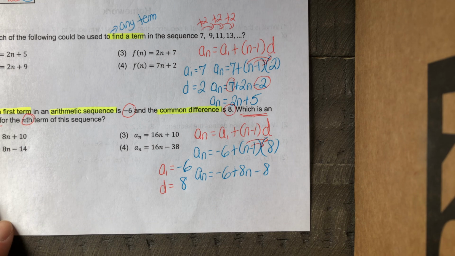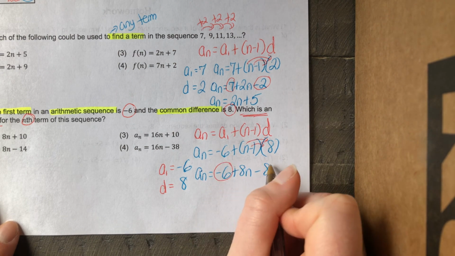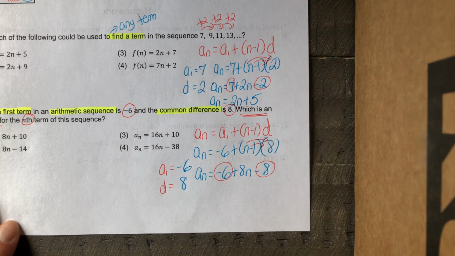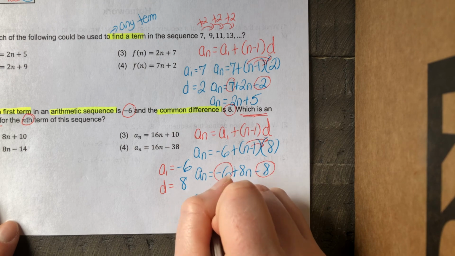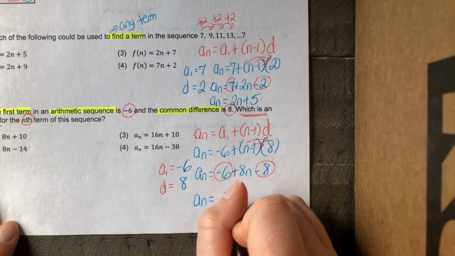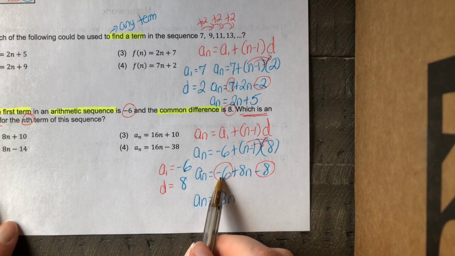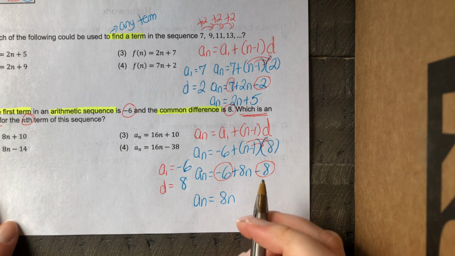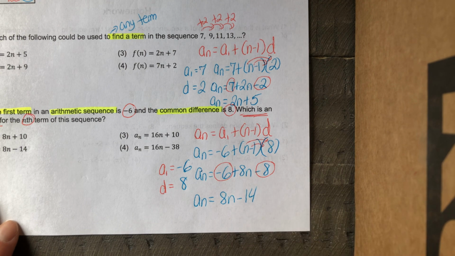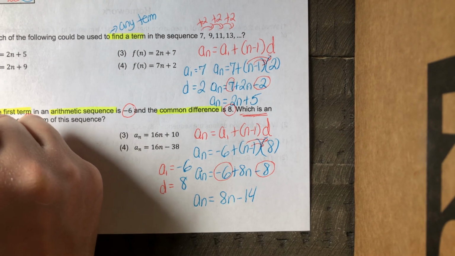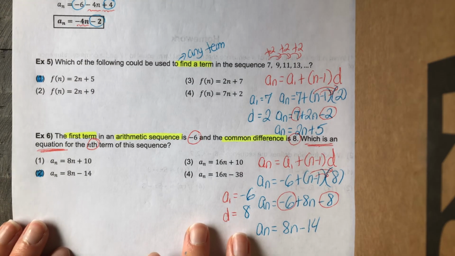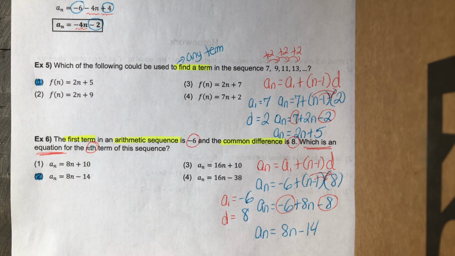And I'm about to be done. I just want to simplify this because it looks a little busy. There's a lot going on. So I'm going to put my like terms together. So I have a sub n equals 8n just comes down because it didn't pair up. And -6 minus 8 is -14. So if I look back at my choices, choice 2, let me slide this back over so you guys can see it. Choice 2 is what's matching.